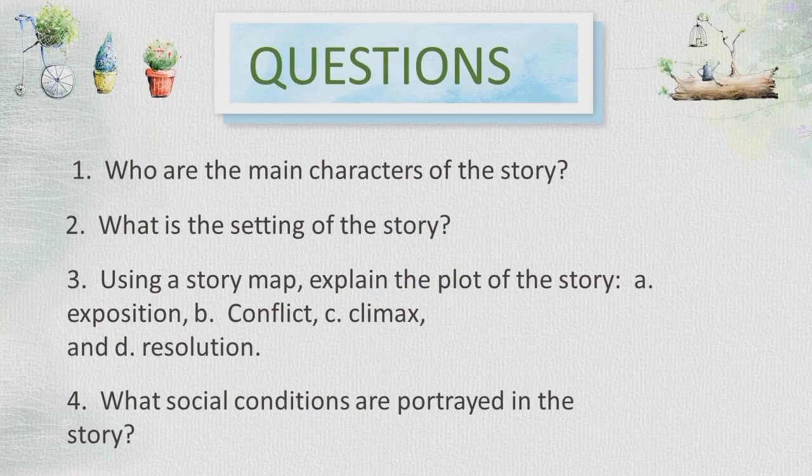Number 1. Who are the main characters of the story? Number 2. What is the setting of the story? Number 3. Using a story map, explain the plot of the story. The plot consists of the following elements: A. Exposition, B. Conflict, C. Climax, and D. Resolution. And the last question, number 4, what social conditions are portrayed in the story?